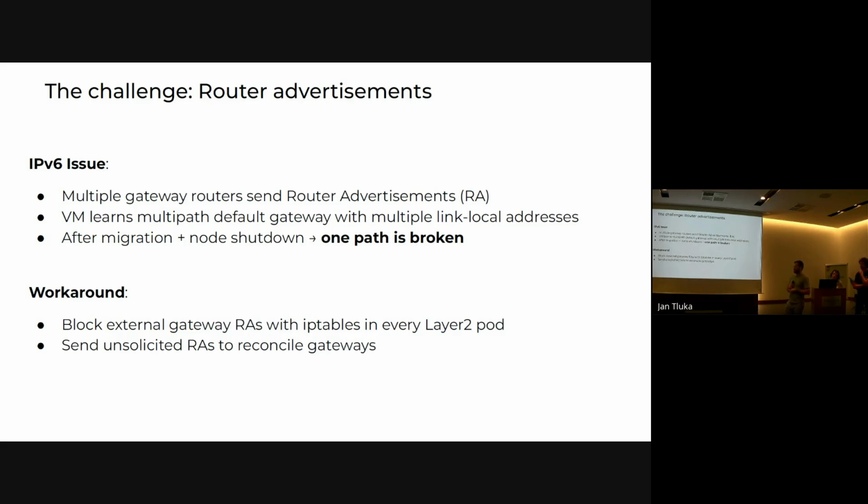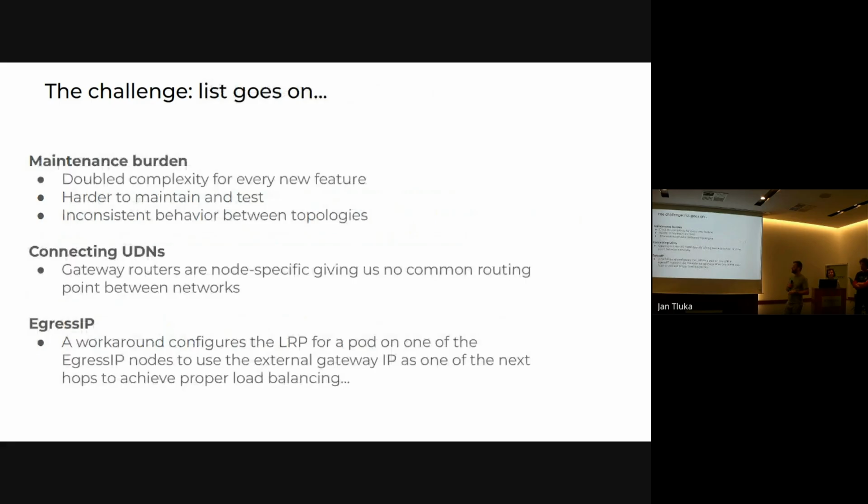So what we ended up doing is blocking external RAs with iptables. That's because OVN doesn't allow you to block RAs. ACLs won't block RA traffic, and this is just something that we had to do, and we don't like it. And of course, to change the gateways, we sent unsolicited RAs, so similar to before.